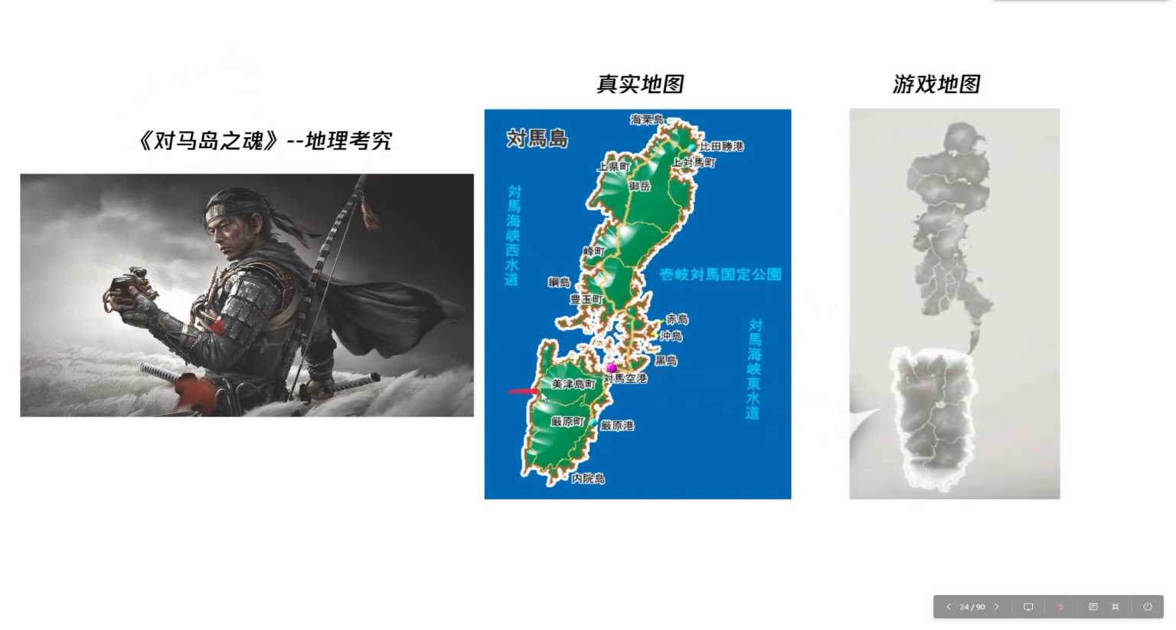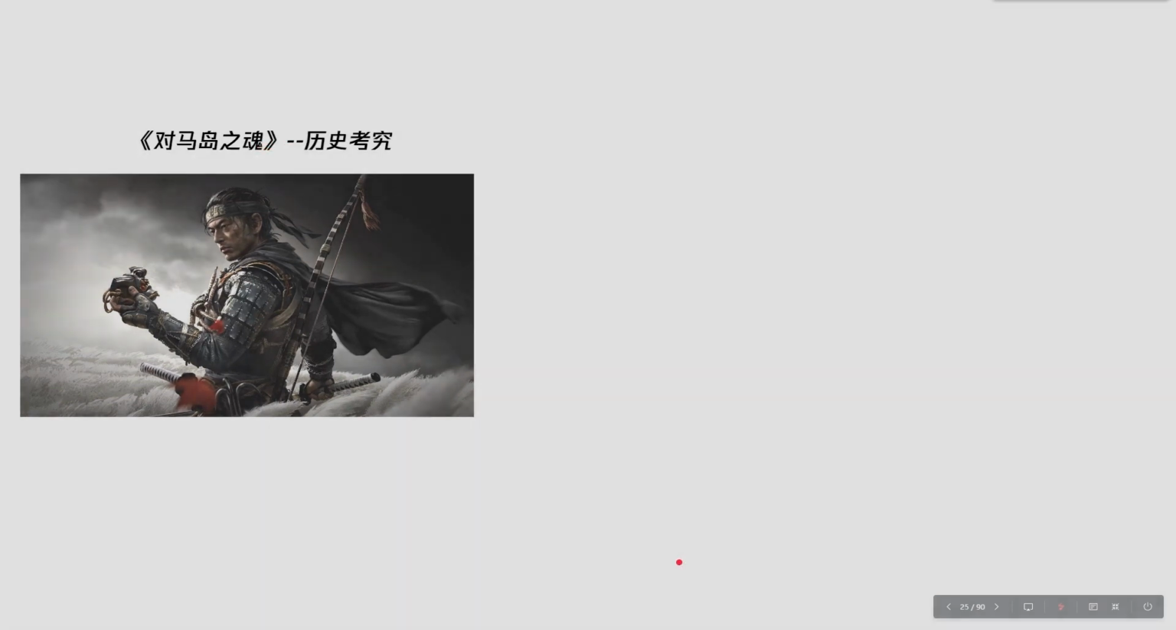And this is the game map in Ghost of Tsushima. I think it's almost 80 to 90% similar to the actual geography. So when you play this game, it feels so real. So it's very serious about geography.